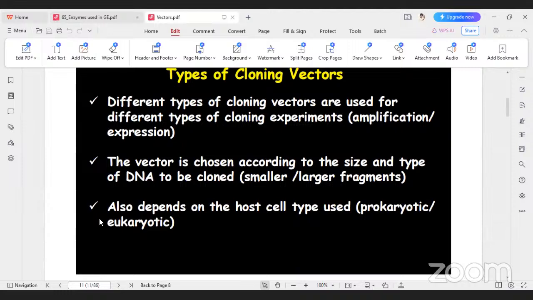Now let's see the types of cloning vectors. Different types of cloning vectors are used for different types of cloning, expression, and amplification. The vector is chosen according to the size and type of DNA to be cloned, maybe smaller or larger. It also depends on the host cell type used, prokaryotic or eukaryotic. Prokaryotic and eukaryotic hosts need different vectors.